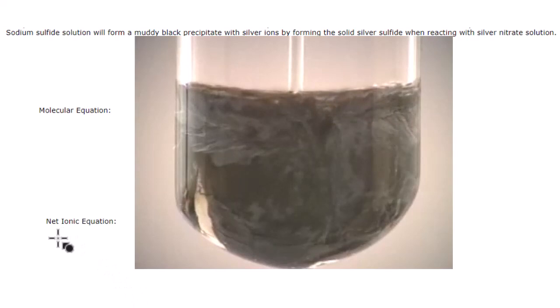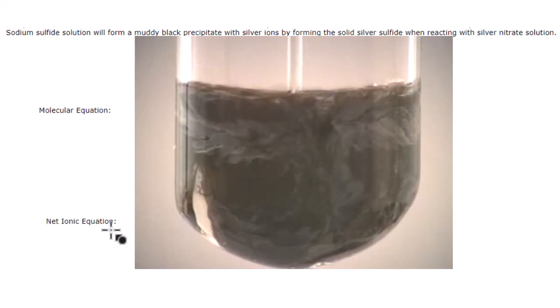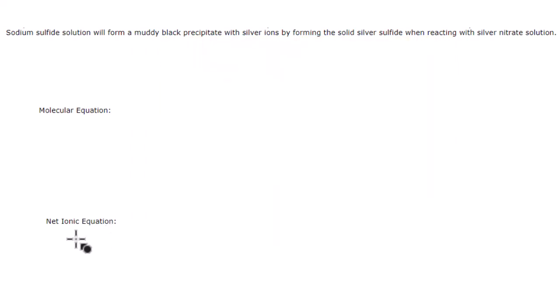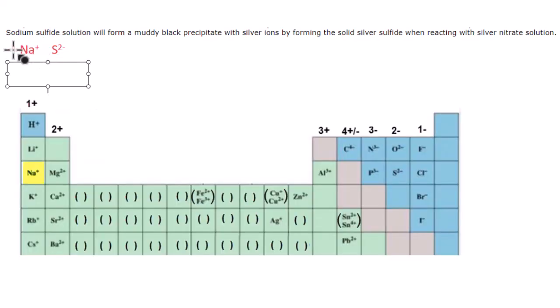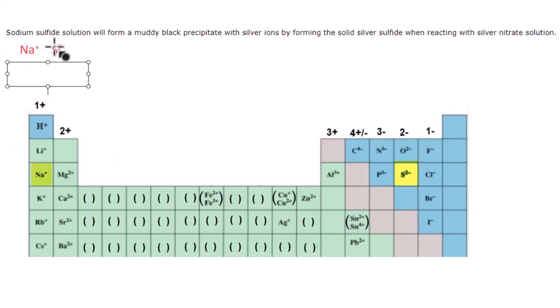We need to do a net ionic equation, and this is pretty typical. They'll say, okay, here's a reaction. Let's find or write the net ionic equation. Well, first you're going to have to find the formula of sodium sulfide. You know your polyatomic ions and your ions, and you should know by now that sodium, an alkali metal, like all the alkali metals, has a +1 charge. Sulfide, like oxygen, is in the oxygen family, as a -2.